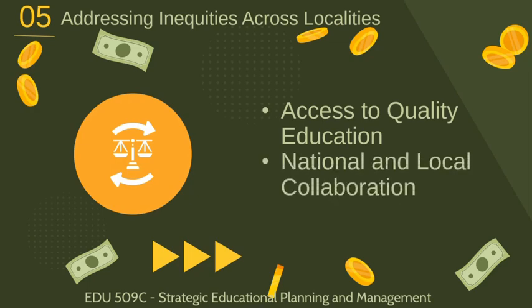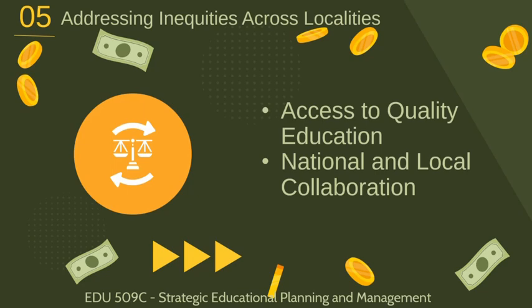Another thing is national and local collaboration. One way to address these inequities is through collaboration between local and national governments. So the national government can provide subsidies or targeted funding to underfunded areas, helping bridge the gap and ensure that all students have equal access to quality education.